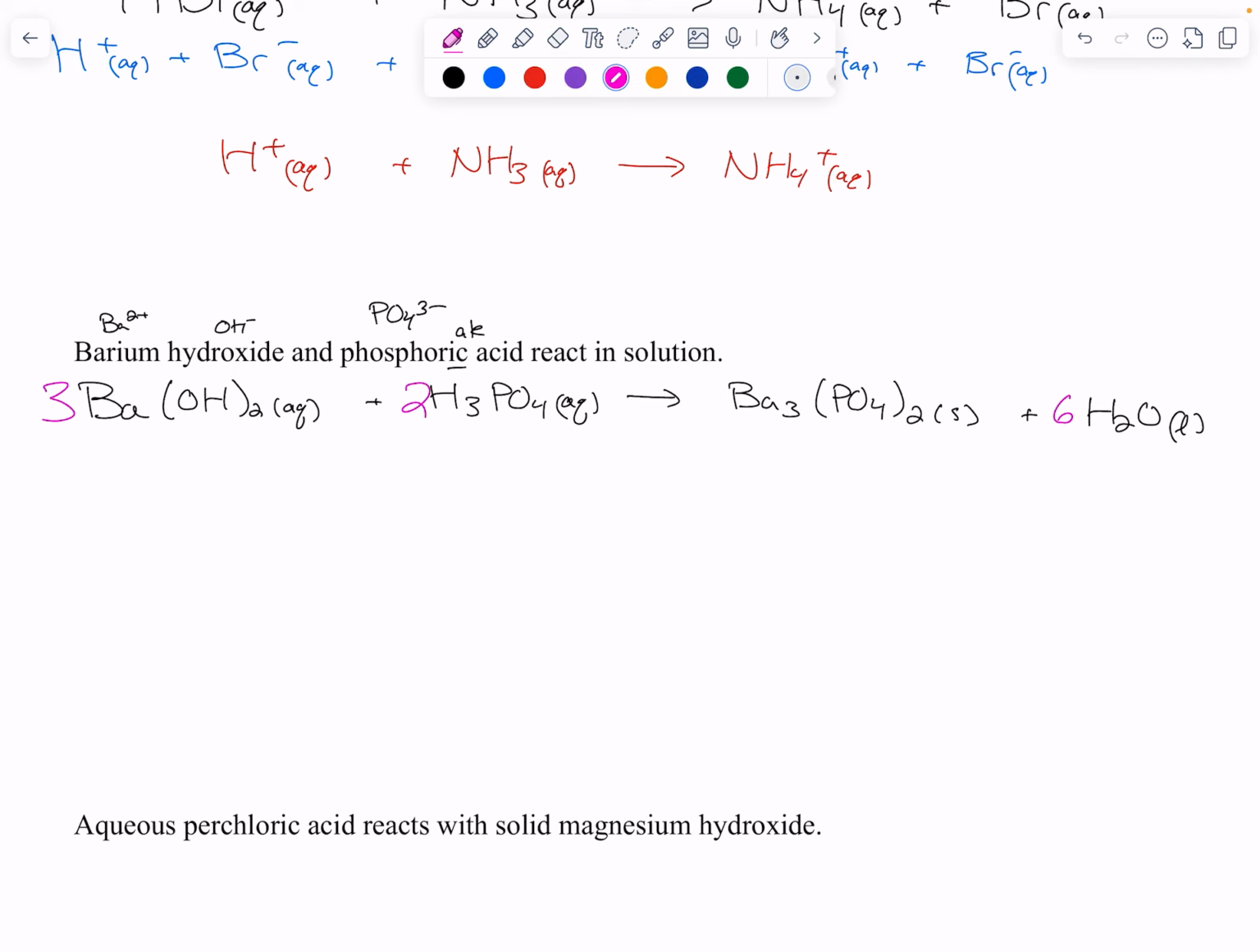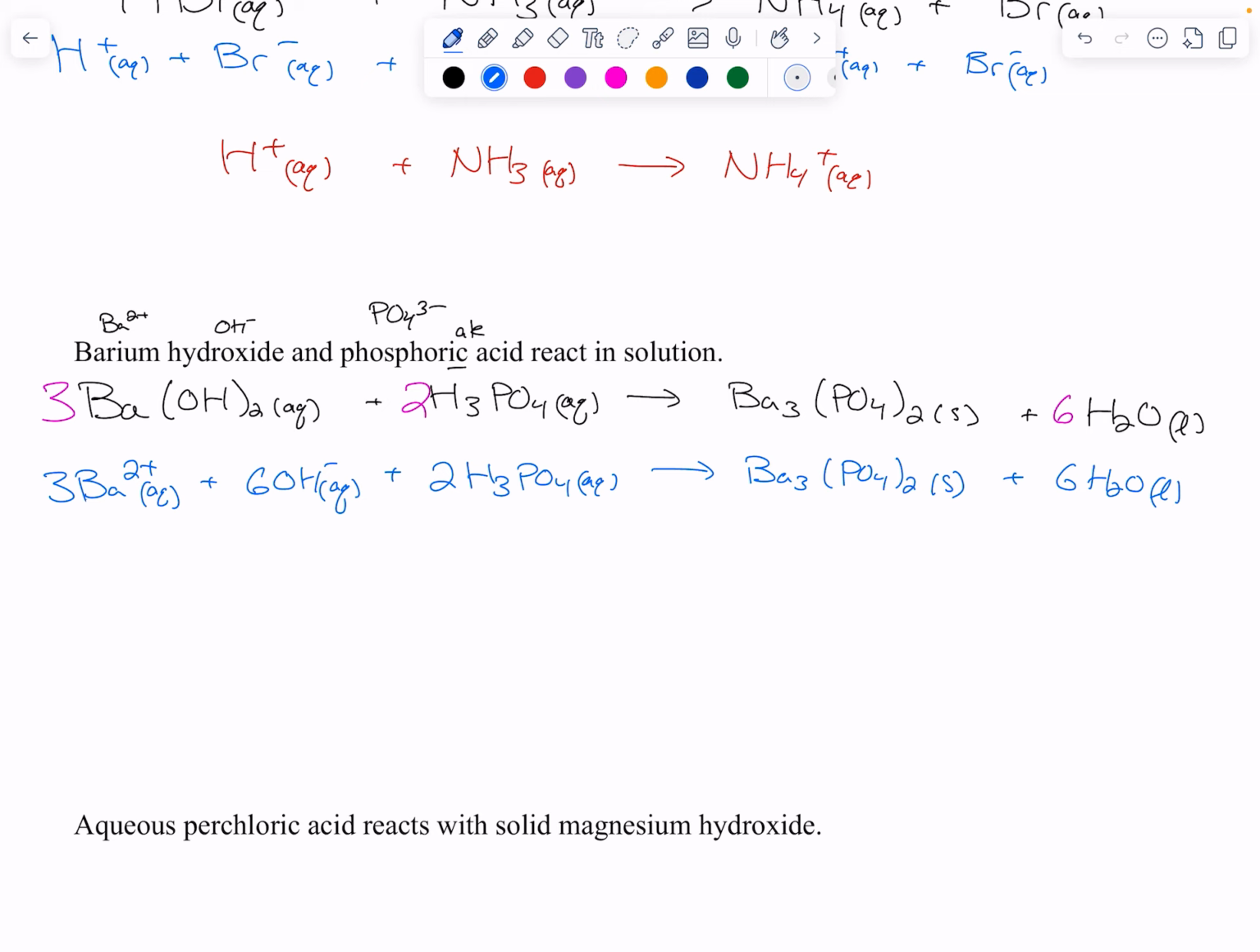All right. Your book does say barium hydroxide does break apart, so we'll put 3Ba2+ (aq) plus 6OH−. Phosphoric acid's weak, so it stays together. Barium phosphate. And water. And if you look, nothing cancels. So that is both the complete and net ionic equation, because we can't cancel anything.